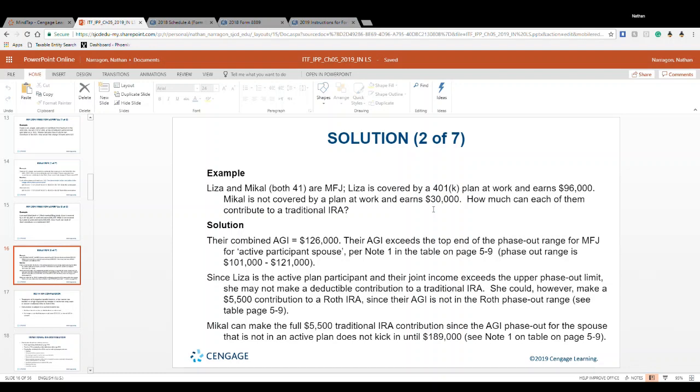But Mikhail can make the full 5,500 traditional IRA contribution since the AGI phase out for this special one for non-active plans will not kick in until 189,000.